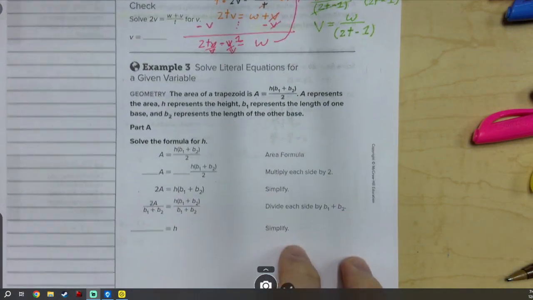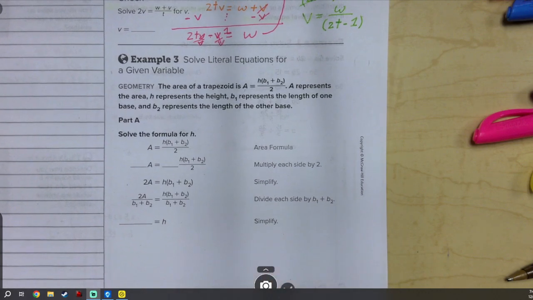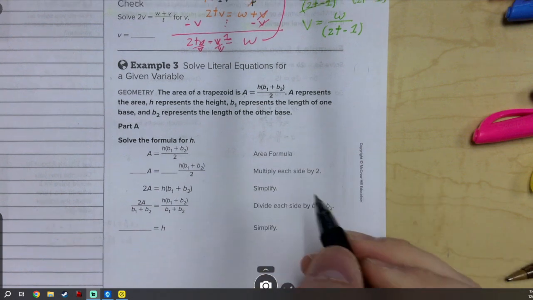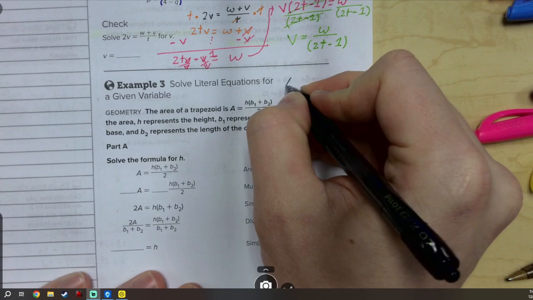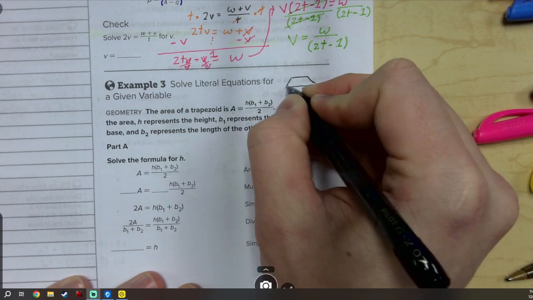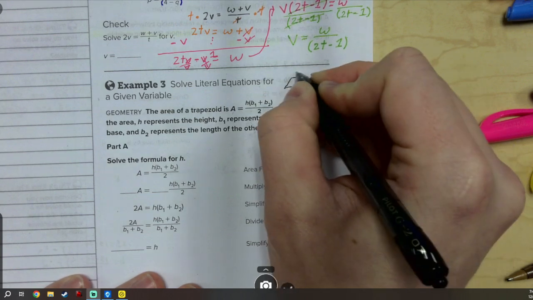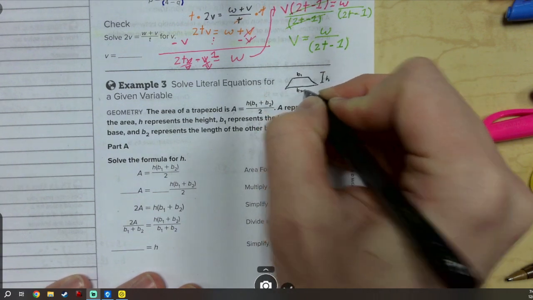Example 3. Solve literal equations for a given variable. The area of a trapezoid, A equals H times the quantity B1 plus B2 over 2. This here, a trapezoid, just for reference. So that's height, base 1 and base 2.